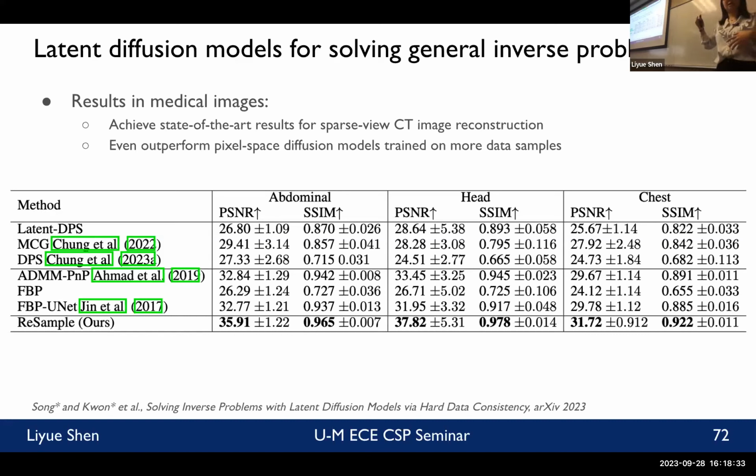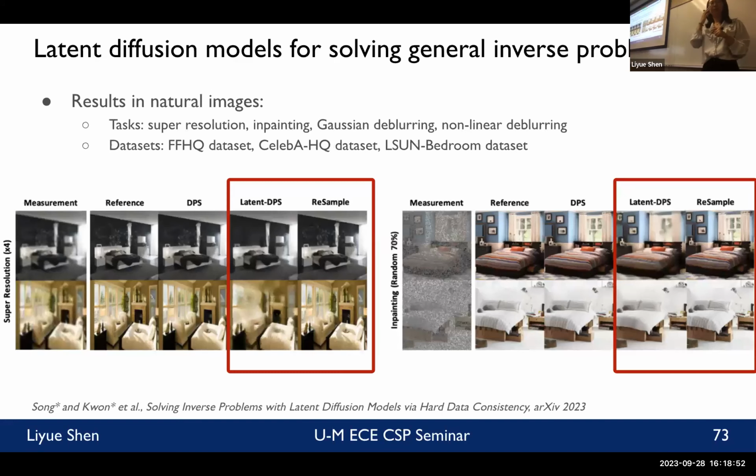So latent DPS is where we apply the DPS algorithm, which was originally designed in pixel space, to solve inverse problems with latent diffusion models. And we see that our approach can achieve the state of the art compared to all these baselines, either in the pixel space or in the latent space.